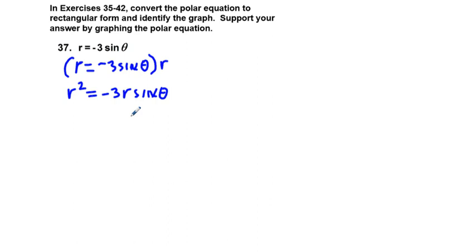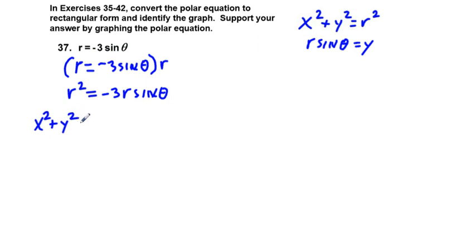Now from the earlier problem we looked at, you might recall that x squared plus y squared equals r squared, and also that r sine theta is equal to y. So we're going to take advantage of the substitutions here. We're going to replace r squared with x squared plus y squared. And we have negative 3, and we're going to replace r sine theta with y.